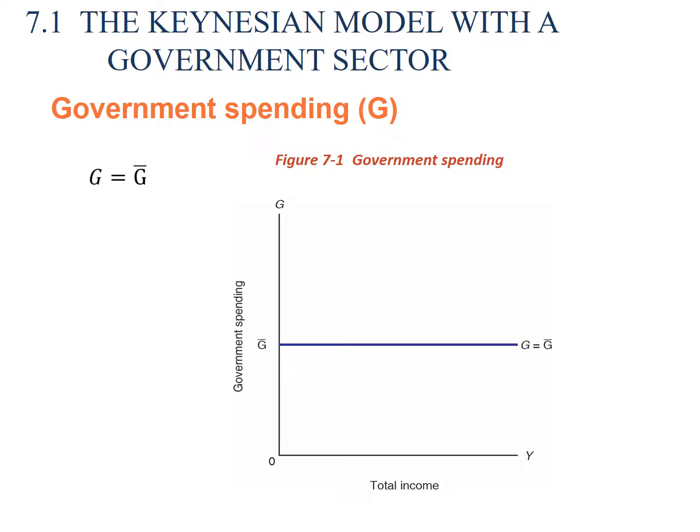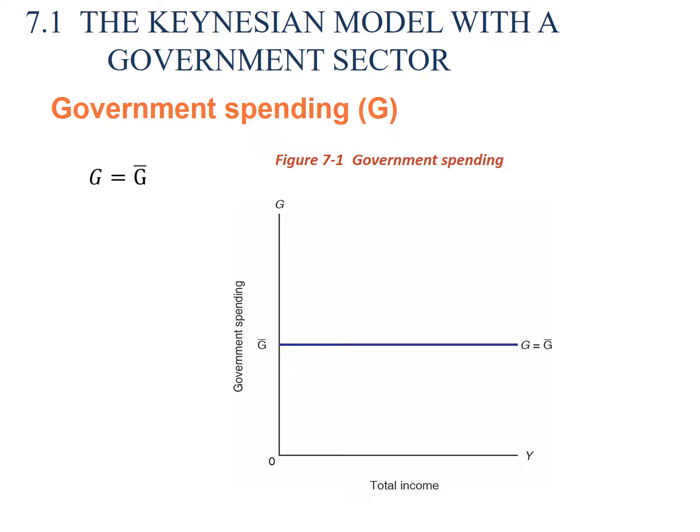Up to now, we have built a simple Keynesian model that only considers firms and households. During this week, we are going to add two more sectors to our model, which are the government sector and the foreign sector.